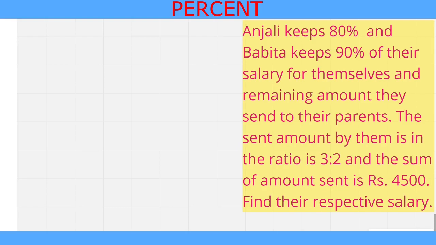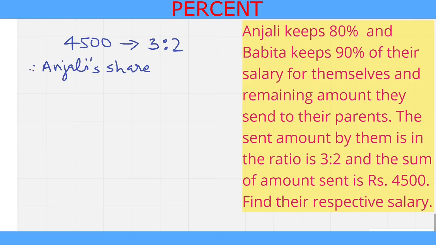The total amount sent is 4,500 and this is in the ratio 3:2. So we have to split this amount into 3:2. 3 plus 2 is 5, and 5 divides 4,500, each part is 900, and thus 3 parts is 2,700 and 2 parts is 1,800. Therefore, Anjali's share is 2,700 and Babita's share is 1,800.